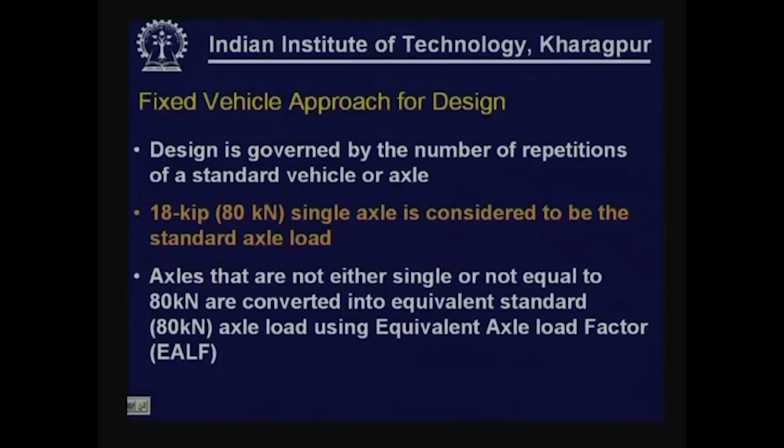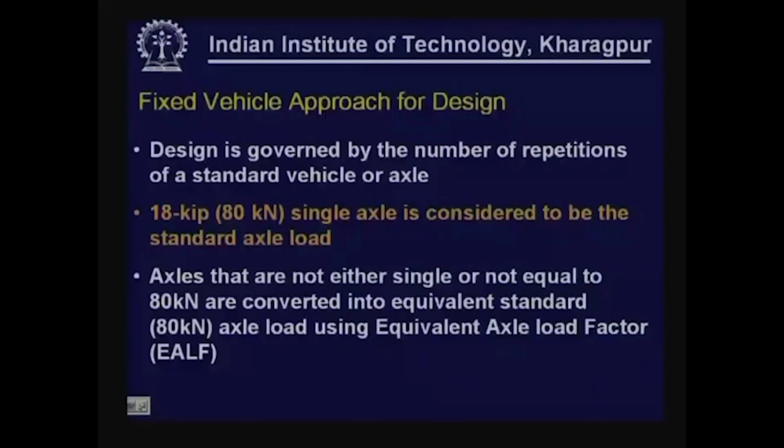But we understand that there are going to be different magnitudes of loads, different types of vehicles, and each type of vehicle may have different repetitions during the service life period. During the 20 years or 15 years of life period of a given pavement, 10 ton axles may be a certain number, 8 ton axles may be a different number, 6 ton axles may be a different number.